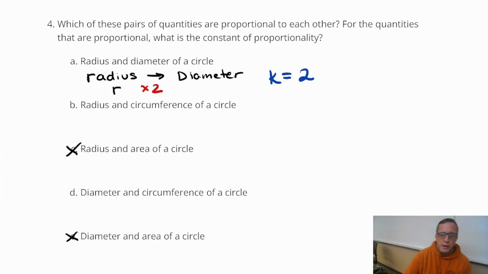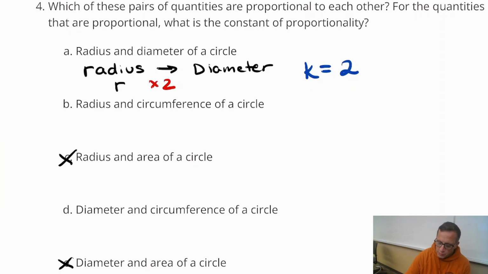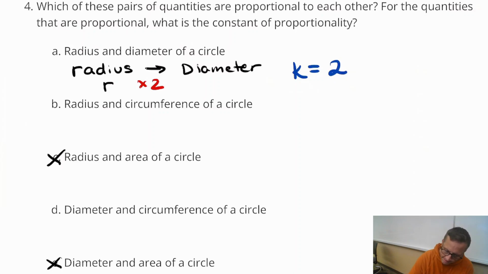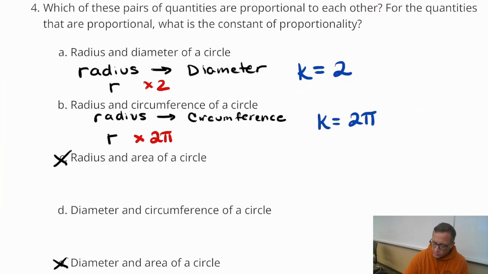Okay? And then radius and circumference of a circle. For this one, now radius to circumference. It's 2 pi r, so we can do that. Let me do the same thing I did. So for radius to circumference, we've got r, and then we're going to multiply that by 2 pi. There's your constant of proportionality for that one. Every time you multiply by 2 pi, you're going to get the circumference of whatever that circle is. So 2 pi r. The constant of proportionality is 2 pi.